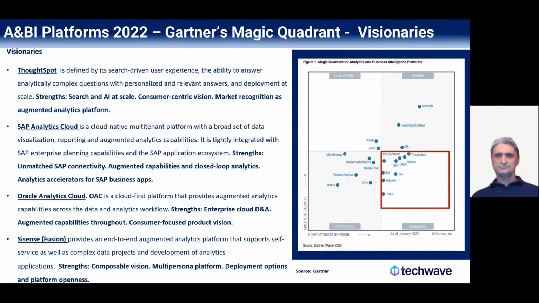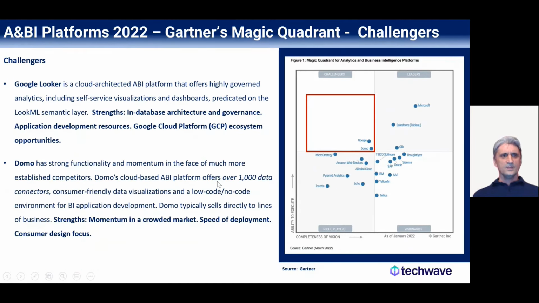So these were the top visionary platforms. Because of lack of time, I can't go through all of them, but as you can see, there are others like TIBCO, IBM, Yellowfin, TELUS, and SAS. Google Looker and Domo are in the challengers quadrant. And as you can see, in terms of ability to execute, they are quite high, often even higher than the visionaries, and are quite close to the leaders.